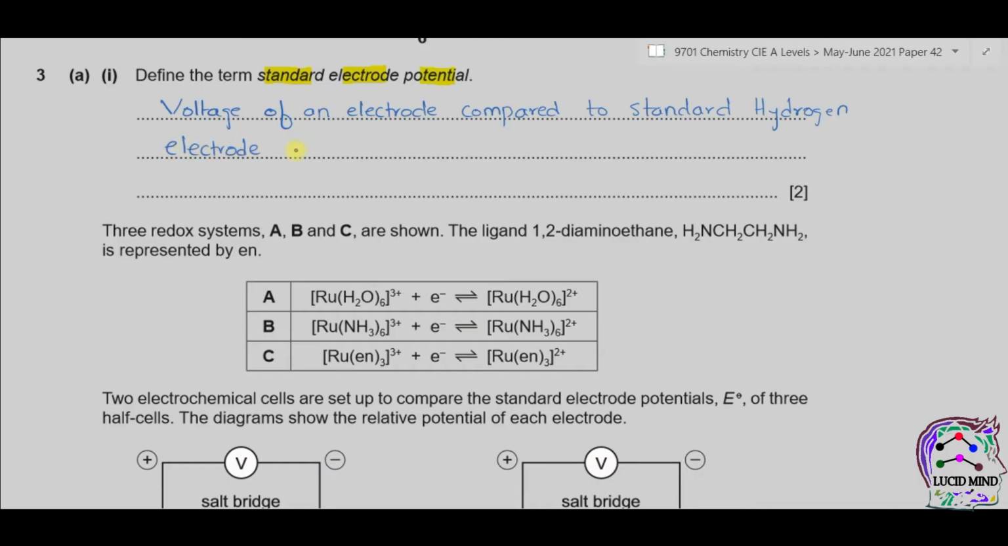and conditions are that concentration should be 1 mole per decimeter cube because it is standard electrode potential. Pressure should be 1 atmosphere. And temperature should be 298 Kelvin or 25 degrees centigrade.